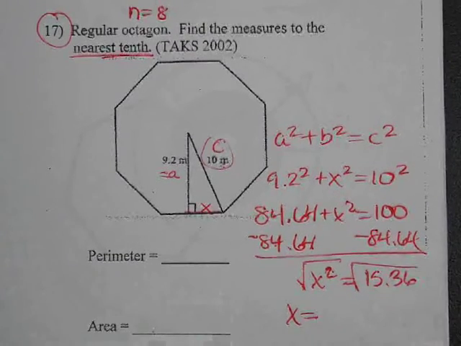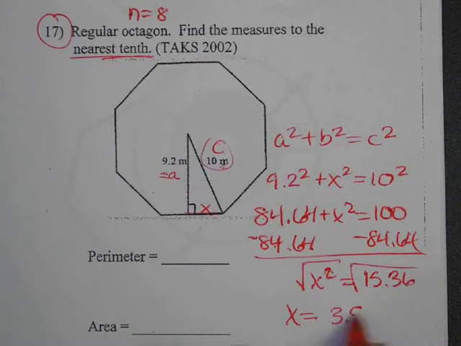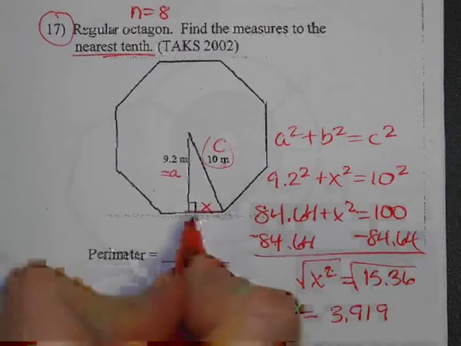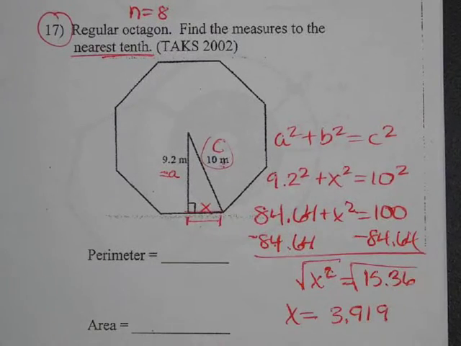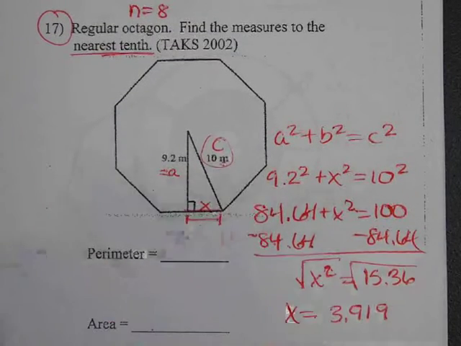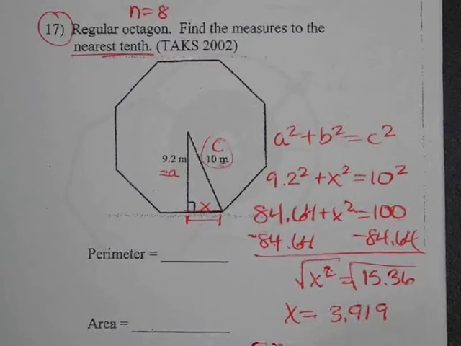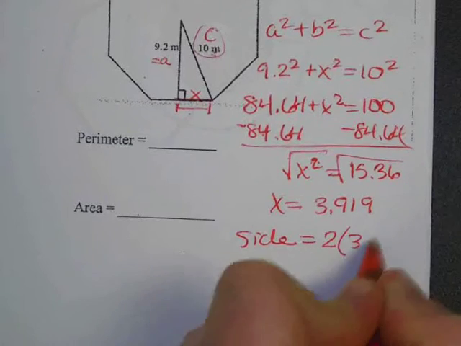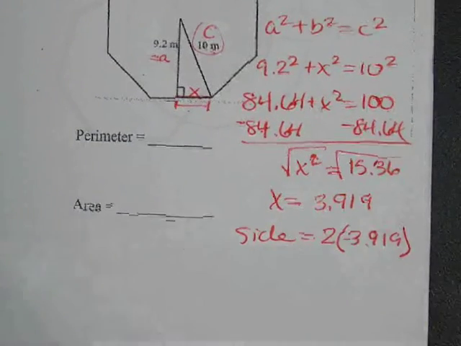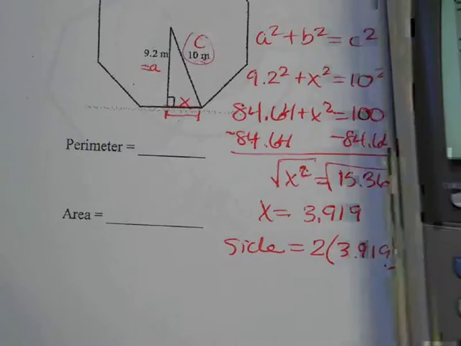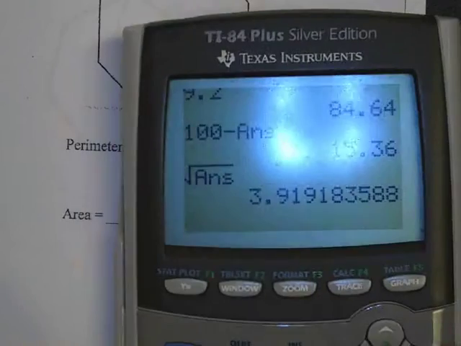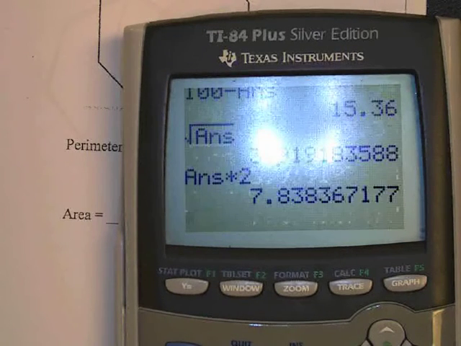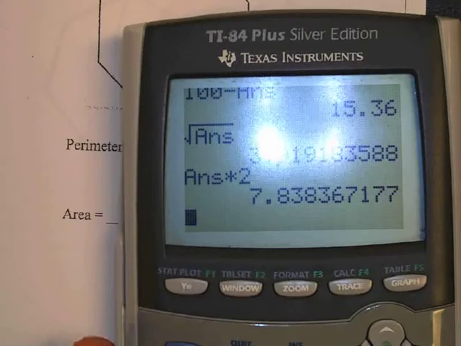So that comes out to 3.919-ish. Now, if that's 3.919, I need to double that to get my side length. So the side length is 2 times the amount we just got, 3.919. Now I'm rounding on my paper, but I'm not going to round on the calculator. I'm going to still just leave that number up and just multiply directly by 2, so I'm not double rounding, and that gives me a side length of 7.838.